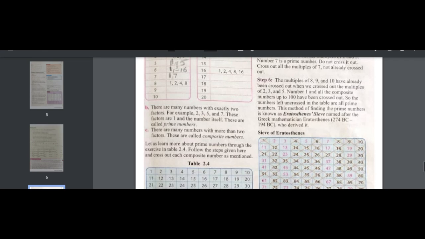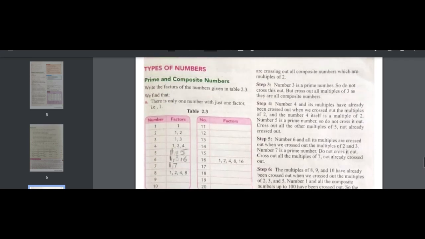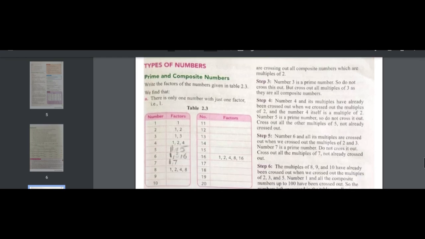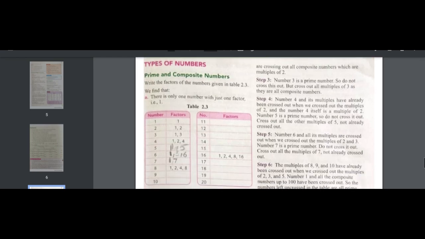Can you tell me? Prime numbers are numbers whose factors are 1 and the number itself. Yes. Now you have to pick all the prime numbers. If any composite number is present in the table, you have to put a cross. So we have to follow these steps. I'm crossing out all the composite numbers which are multiples of 2. Step 3: Number 3 is a prime number, so do not cross this out.